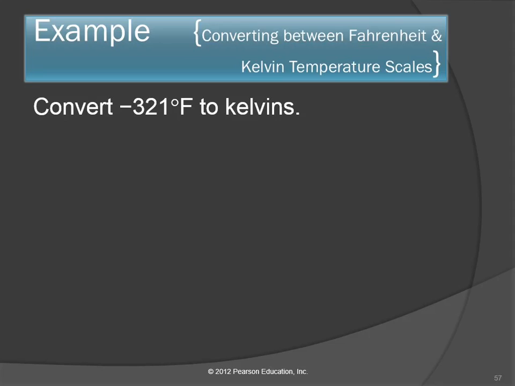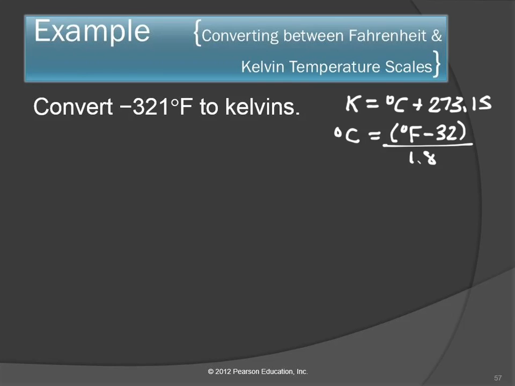Let's convert negative 321 degrees Fahrenheit to kelvins. So the equations that we had were Kelvin equals Celsius plus 273.15, and degrees Celsius equals degrees Fahrenheit minus 32 divided by 1.8. What's the problem? We don't have one equation that's relating Kelvin and degrees Fahrenheit. Could you come up with an equation? Sure, you could. But it ends up being faster to just convert Fahrenheit to Celsius and then convert Celsius to Kelvin.